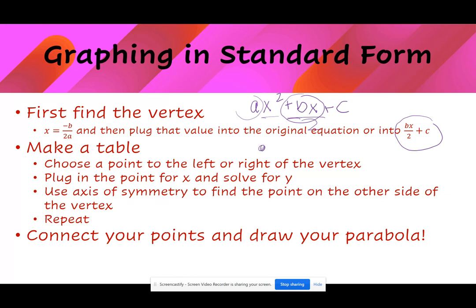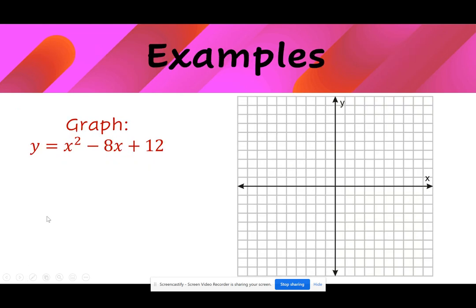Then, wherever your vertex is, you're going to choose an x value to the left or to the right, whatever would be easier for you, and plug that x value into your original equation and solve for y. This will help you make a table, and by your axis of symmetry, it'll help you find your point on the other side, then repeat for the next x value. So that might have sounded confusing, but we're going to go through examples which will make it less confusing.